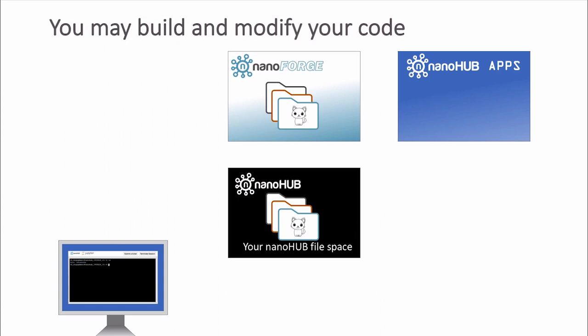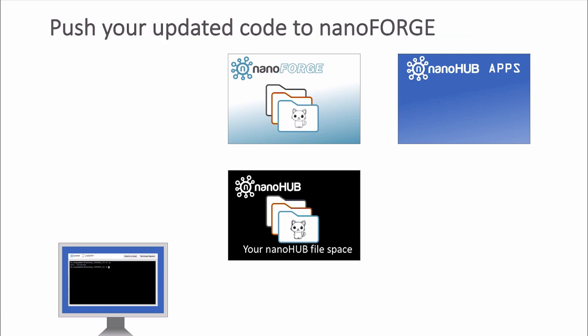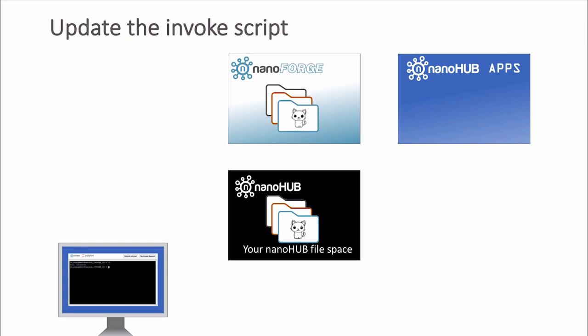This is the terminology used to describe code that is in the nanoFORGE repo. If you are building your code from scratch in your nanoHUB file space, you will be modifying it day by day. Notice the updated stripes in the code. It is a good practice to commit your code often and push the code to nanoFORGE whenever you have completed a segment of work. This saves versions of your work in both repos as you progress. When the new version of your code is complete, test it in your nanoHUB file space to be sure it functions properly. When the code is working, push the updated code to nanoFORGE.